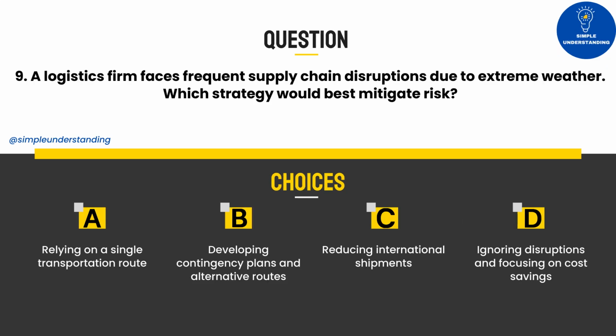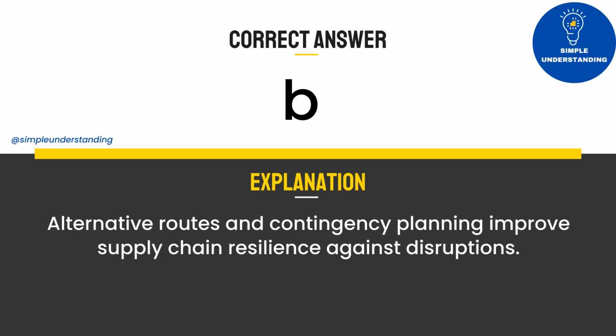9. A logistics firm faces frequent supply chain disruptions due to extreme weather. Which strategy would best mitigate risk? A. Relying on a single transportation route. B. Developing contingency plans and alternative routes. C. Reducing international shipments. D. Ignoring disruptions and focusing on cost savings. Correct answer, B. Explanation. Alternative routes and contingency planning improve supply chain resilience against disruptions.